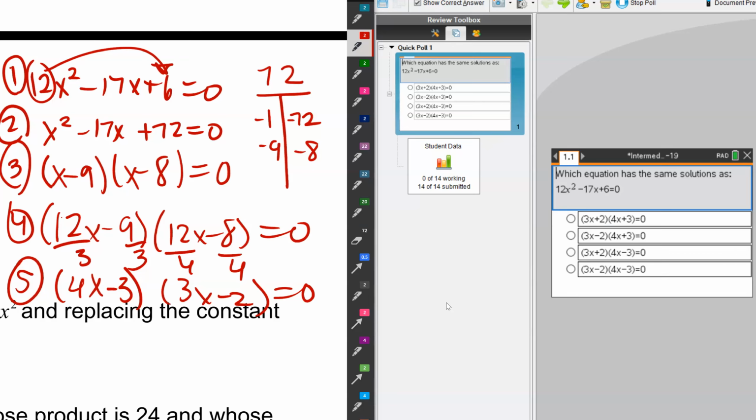So you don't actually have to do all this work if this was the SAT. But of course, why did I pick this problem? Oh yes, so we can practice coefficients other than 1. That was the point of this problem. Okay, so I'm going to go ahead and close this, and we're going to do the second question.